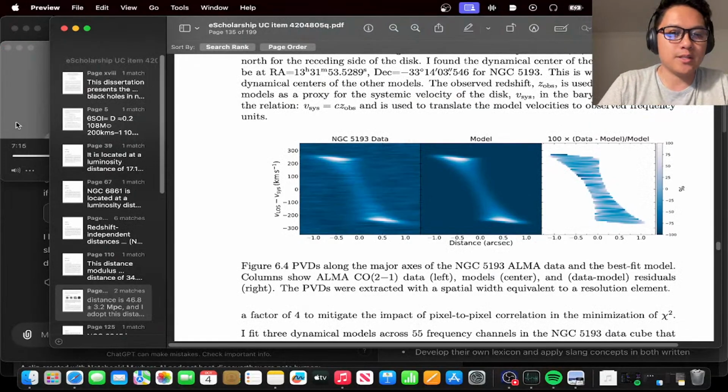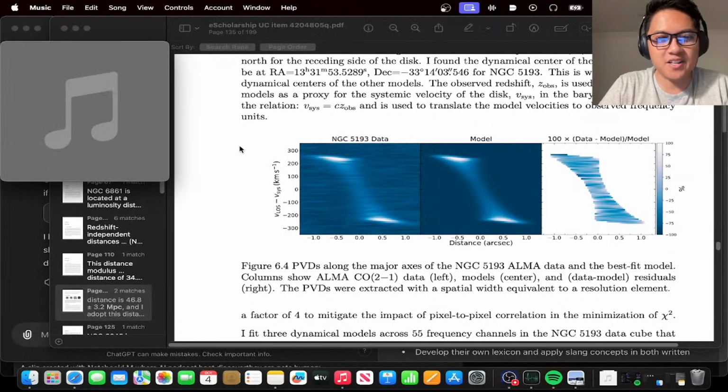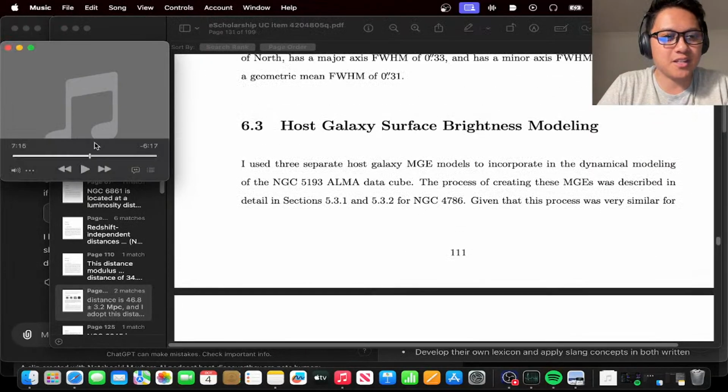And so anyways, the commentators are right that they mean farthest of the four. Yeah, but it's not the farthest of the four. 4786 is the farthest of the four, not 5193.